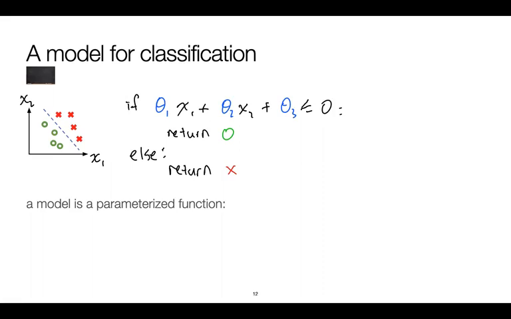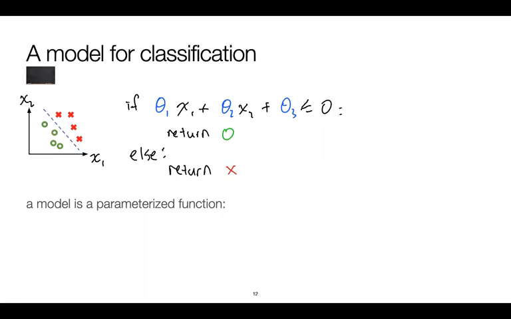So in a sense, what we're doing here is we're really just writing programs. We're just writing functions that go from inputs, which are my X's, X1, X2, to outputs, which is, do I predict a green O or do I predict a red X? The real difference here is that the function is what we call parameterized, because it has these additional thetas that we're trying to fit or learn using the data, the examples that we're given. So a model is really just a parameterized function.